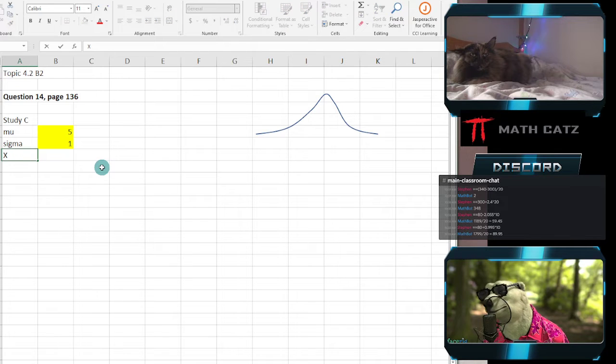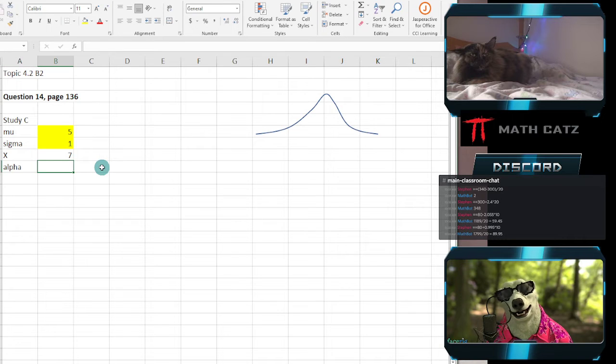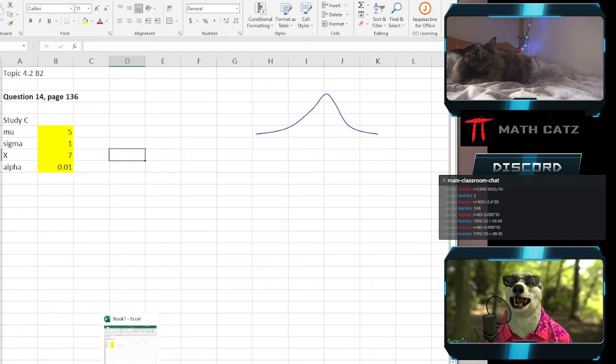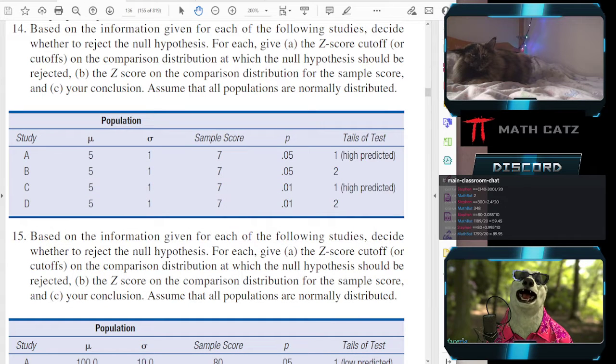We have our raw score X, which is 7. Our alpha value is, let's just say 1%, or you can go 0.01. I guess that's maybe better. These are also inputs that we may use in formulas that come up, maybe not. So now we have in C a one-tailed test on the high side. So our null hypothesis is testing whether the true mean is more than this population mean of 5.